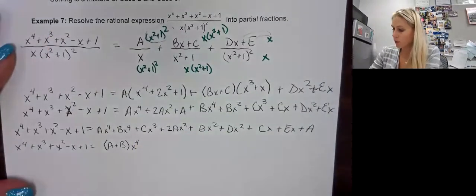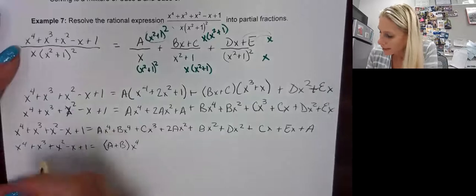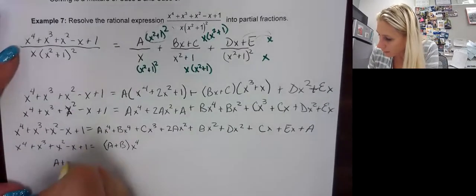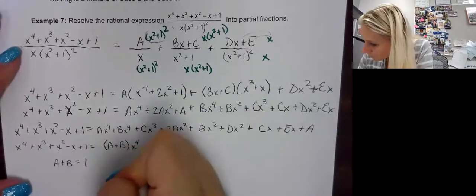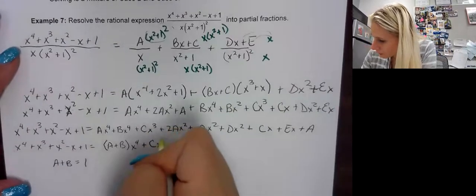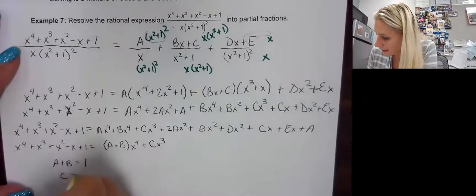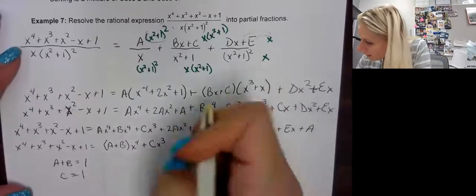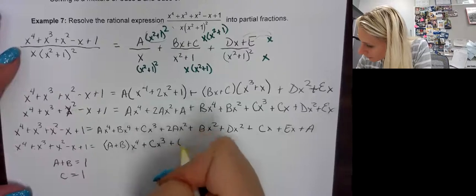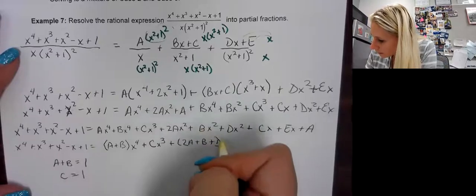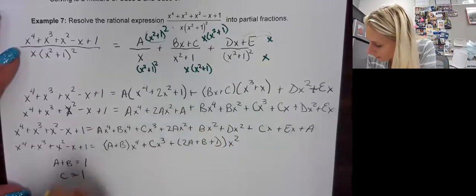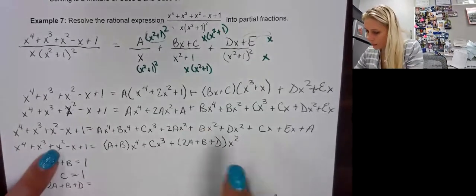You know what? As I do this, I'm going to write down below what that means. That means a plus b equals, what's that number in front of x to the 4th? 1. Now we have only cx cubed. That's nice because that tells me c is 1. Now we have plus 2a plus b plus d x squared. So what does that mean? That means 2a plus b plus d equals, and this is x squared, so it's 1.